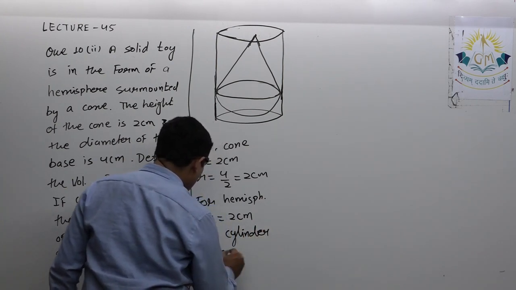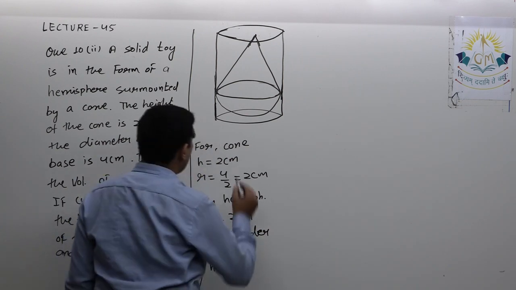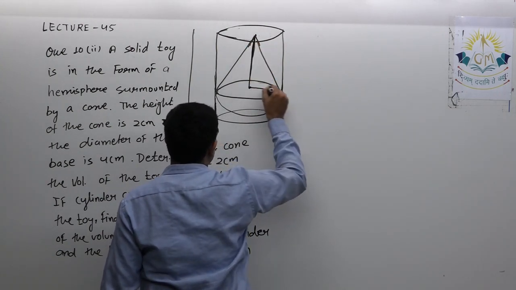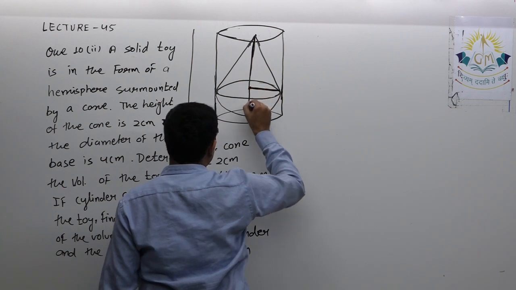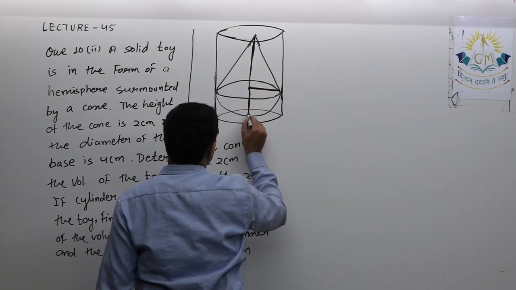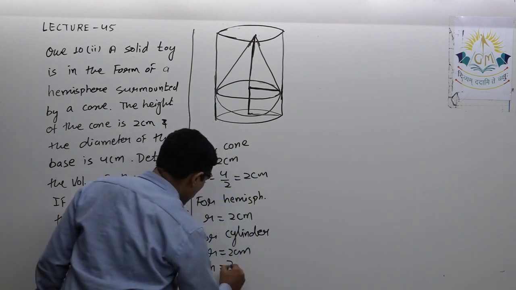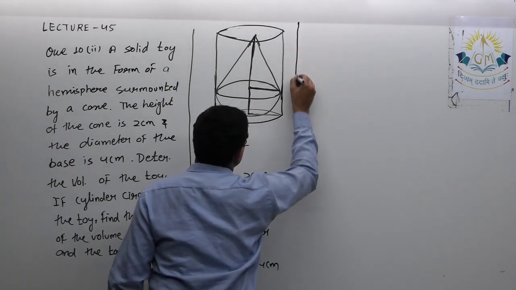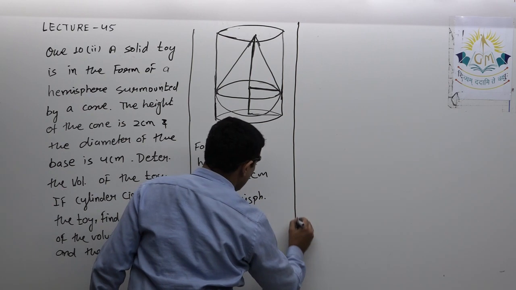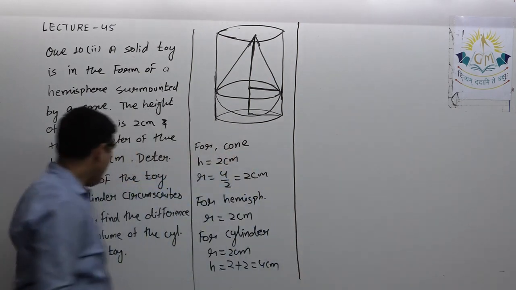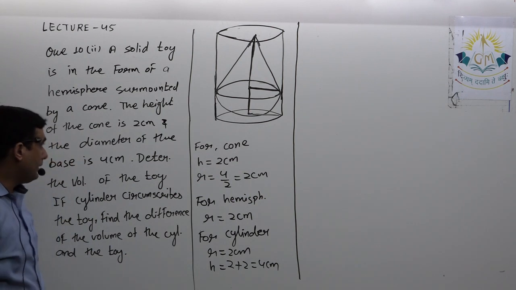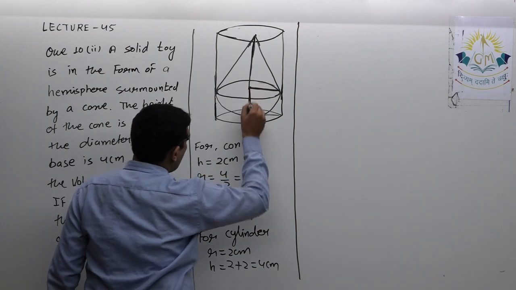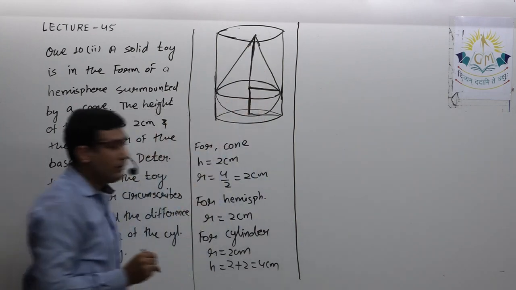For the cylinder, the radius again remains the same, 2 centimeters. Now the height becomes different. For the cone it is 2, and as this diagram is not up to scale, this is also 2. So the height of the cylinder is 2 plus 2, that is 4 centimeter.